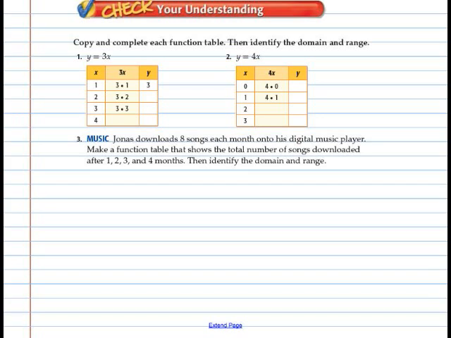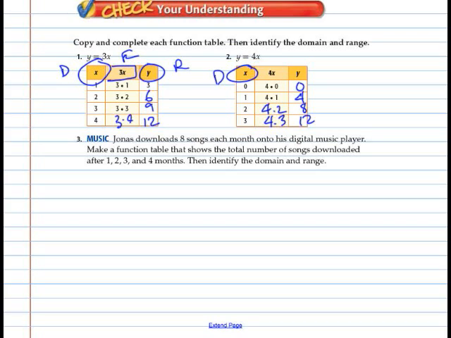Copy and complete each function table, then identify the domain and range. Y equals 3x. This would be 6. This would be 9. This would be 3 times 4, which is 12. Domain, input. Range, output. 3x, function rule. Domain, range, function rule. Y equals 4x, so 4 times 0 is 0, 4 times 1 is 4, 4 times 2 is 8, 4 times 3 is 12. The domain, input. The range, output.